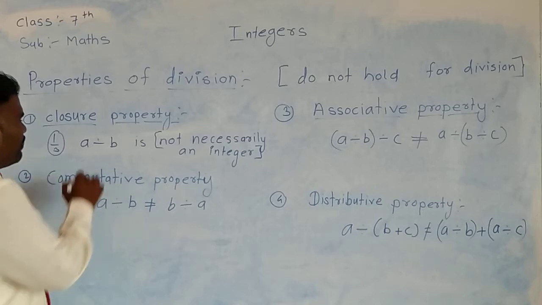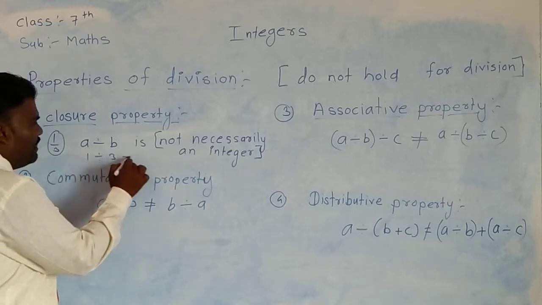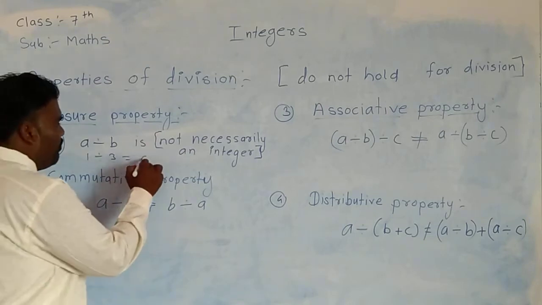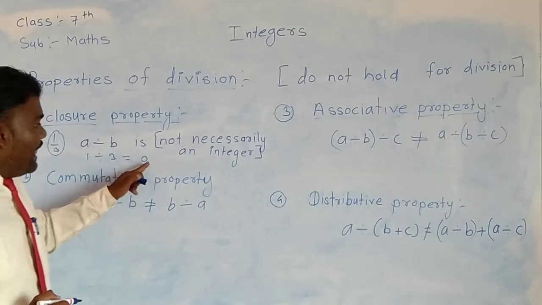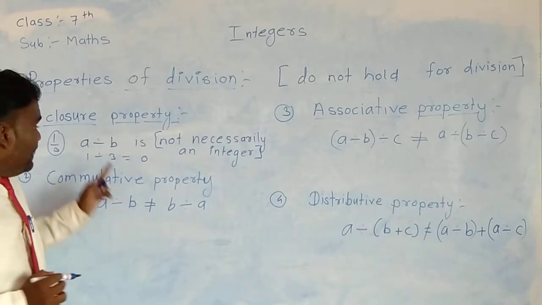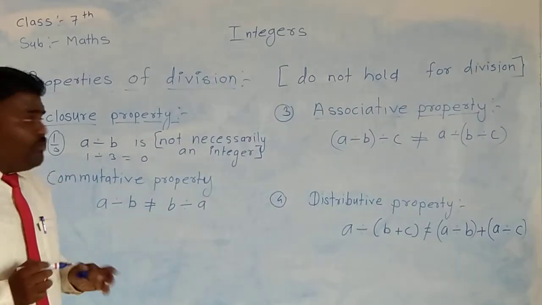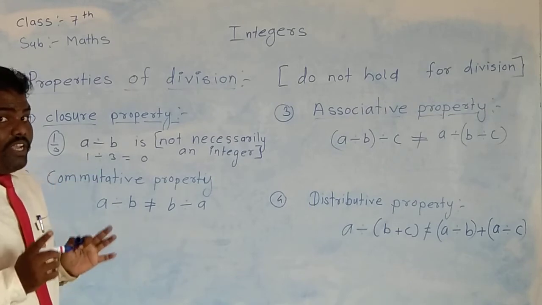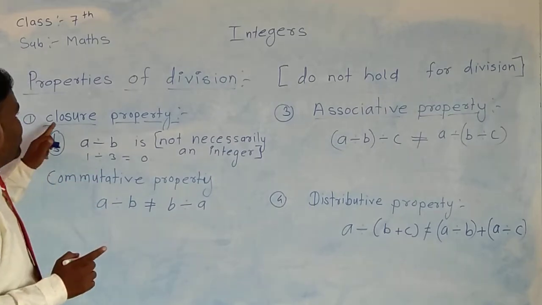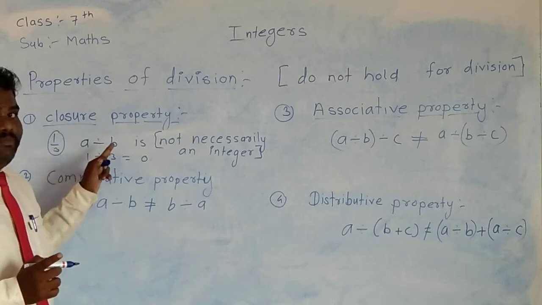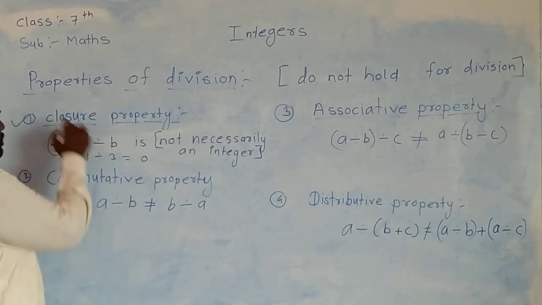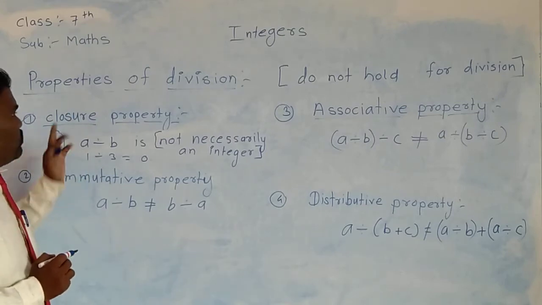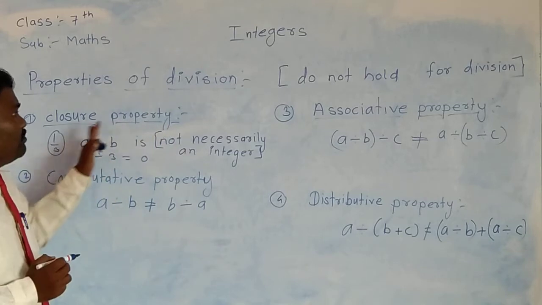by 3. If we divide 1 by 3, the answer will be 0 point something. So that is nothing but a decimal. So can we say that we are getting an integer? No. We do not always get an integer in division. Understand? So this doesn't satisfy the closure property. Division doesn't satisfy the closure property.